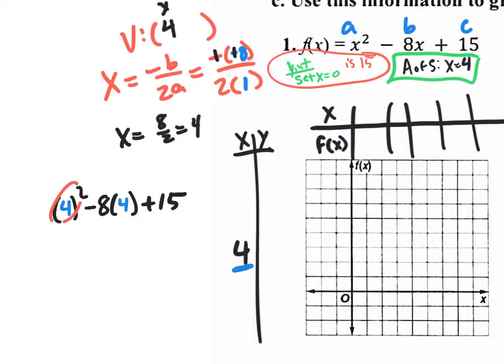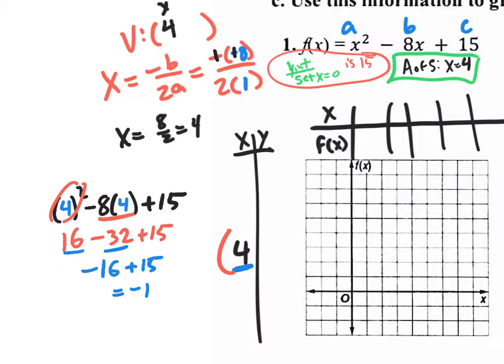So doing the math, 4 squared is 16. 8 times 4 is 32. Bring down 15. When I go 16, take away 32, that's negative 16. Negative 16 plus 15, that is negative 1. So my vertex, my most important point, 4, the y value would be negative 1.